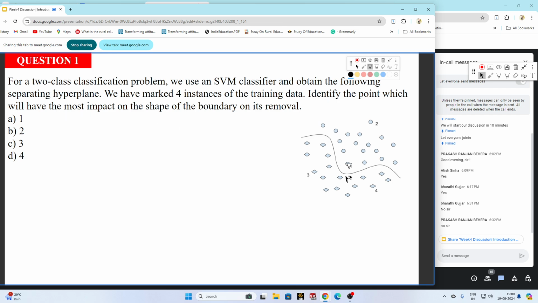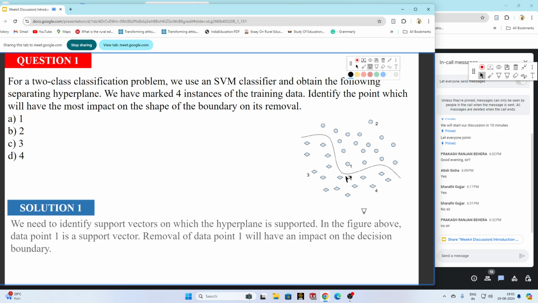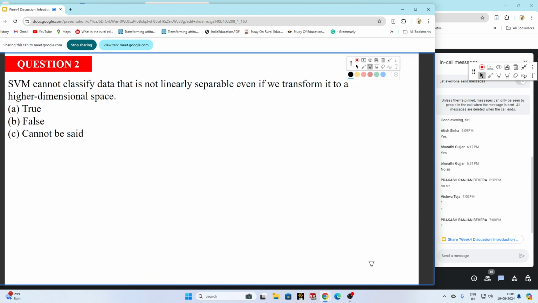So these points will have maximum impact on your boundary line. The other points, as they are not the support vectors, will not have influence on your data points. Okay, so option A will be your answer. Is this clear? Okay, I think it is clear. Now let me move to the next question.